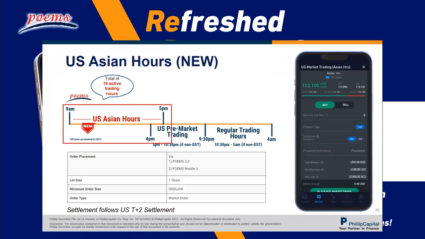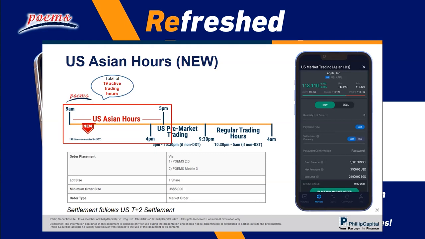Okay, so for the US Asian hour, just in case our participants are interested in it. Right now we have a US Asian hour that we launched recently. It will be starting at 9 a.m. to 5 p.m. As you know, right now US pre-market is trading from about 4 p.m. to about 9:30. So that's why you can trade up to a total of 19 active trading hours for the US market until the market close at the regular trading hour of 4 a.m.